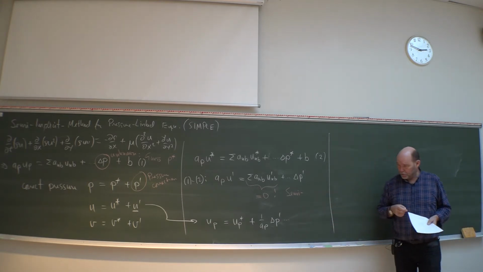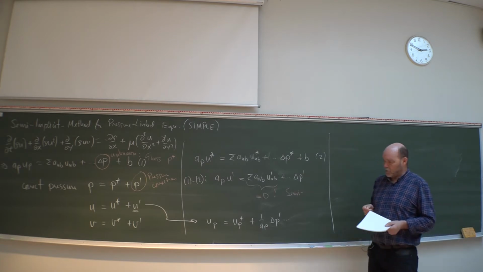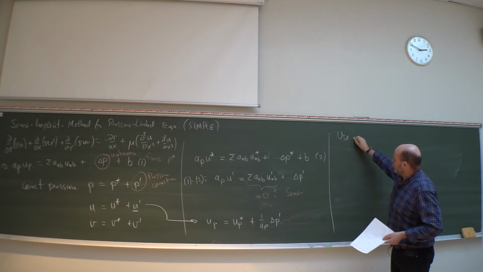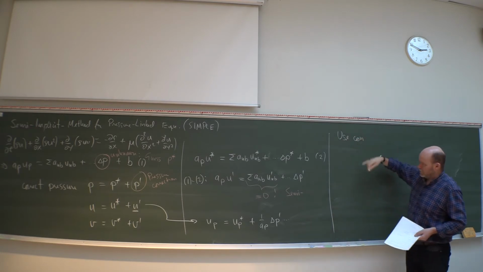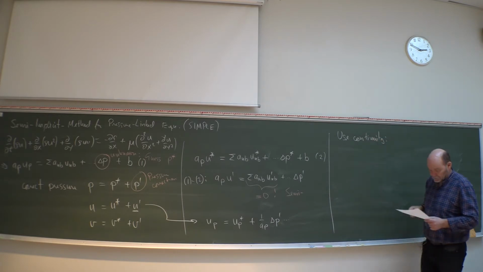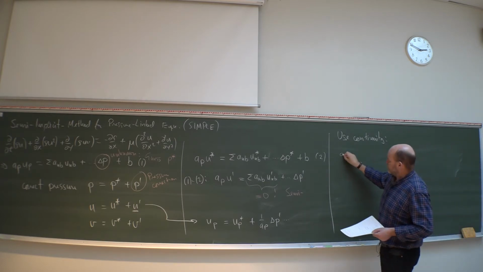Still doesn't help. Still one equation with two unknowns. But now, finally, we use continuity. Of course, you have to use the continuity equation, since we are missing one unknown. Continuity. The continuity equation should read something like this.